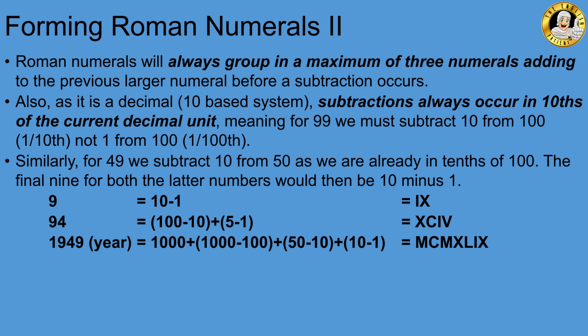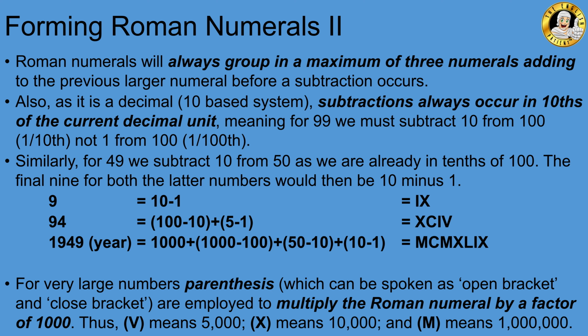Now, Roman numerals are often used for dates. So let's take a year, 1949. So how would we create this as a Roman numeral? Well, we need 1000 first. And then for the 900, we need 1000 minus 100, which is 1/10 of that unit. So that is then M for the 1000 and then CM for the 900. And then I need 40, which is once again 50 minus 10, so XL. And then I need 9, which is 10 minus 1, IX. So MCMXLIX.